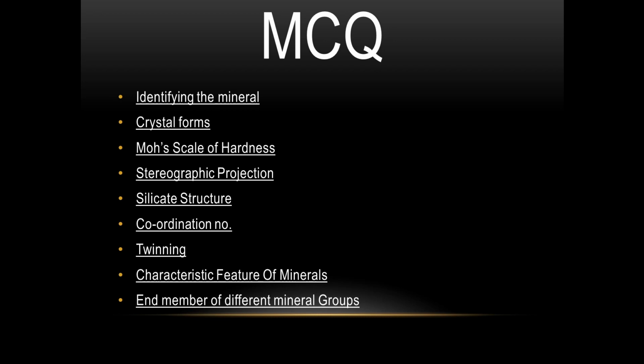And next we have the end members of different mineral groups. You can think of something like what is the magnesium end member of olivine, what is the iron end member of olivine, which is a sodic feldspar and which is a calcic feldspar, etc. Although you may not get direct questions like that in JAM, but of course these concepts will help you to solve the numericals as well.